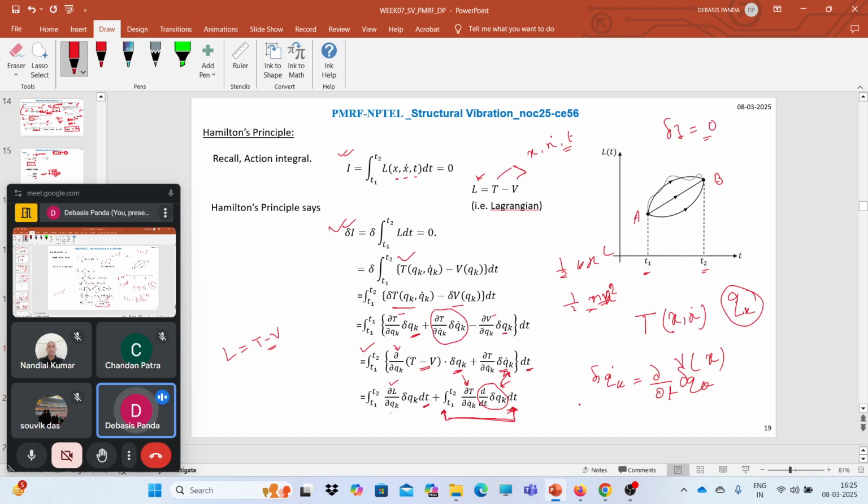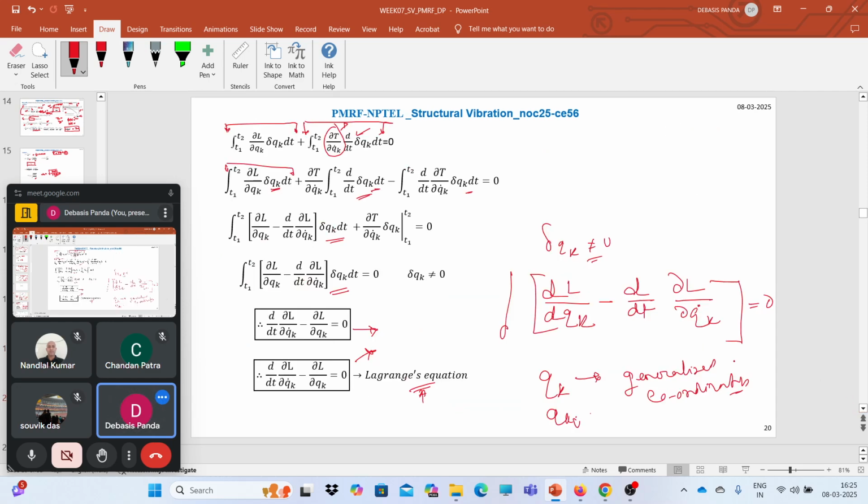So from here we have seen that we derived the Lagrangian equation from the Hamiltonian principle. Simple. We start with the action integral. Then, as per the Hamiltonian principle, the first variation is 0. Then we write the kinetic and potential energy with respect to the generalized coordinate, where qk is the generalized coordinate, that means the generalized displacement, and obviously qk dot is the generalized velocity. Further, for the second part, we expanded and simplified it, and we have the final form d/dt of del L by del qk dot minus del L by del qk is equal to 0. This is nothing but the Lagrangian equation.